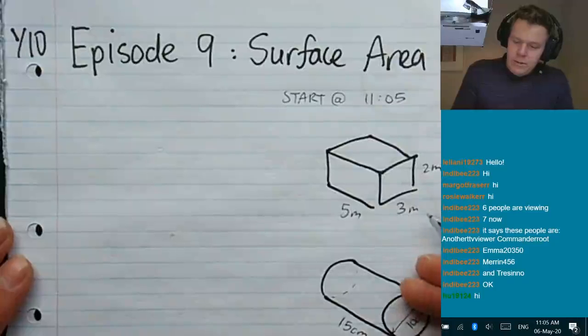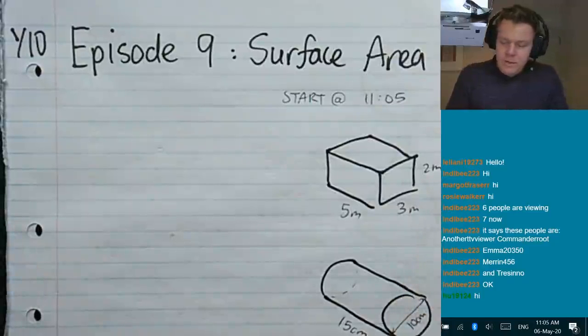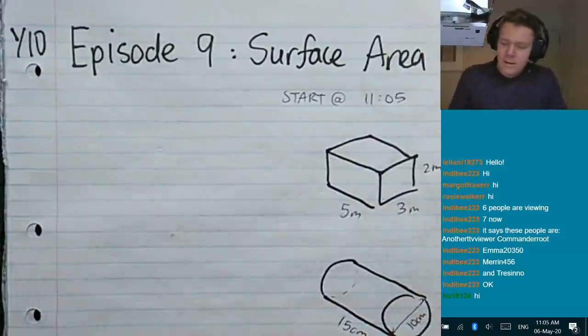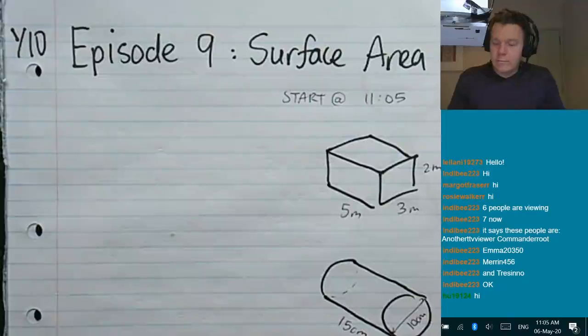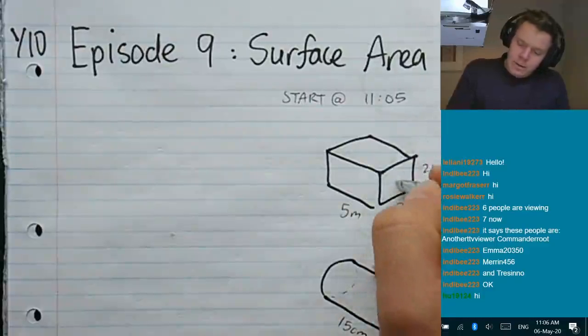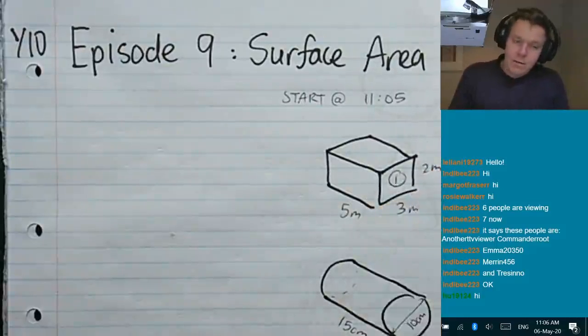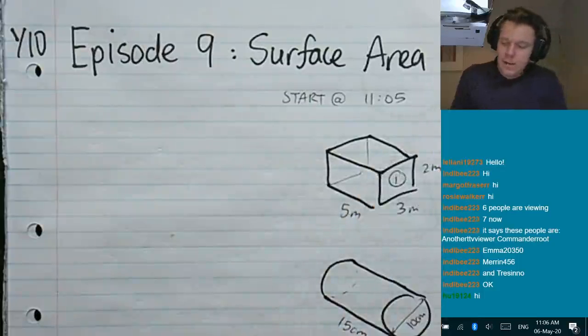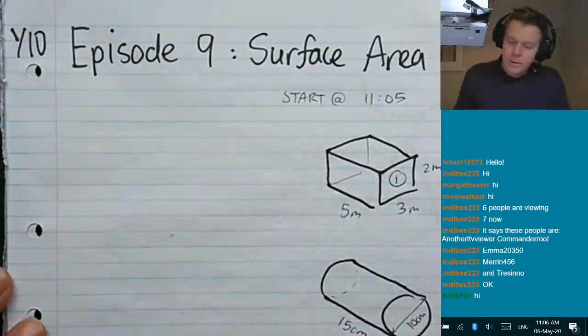So, surface area is like doing area but multiple times, and you've got to think about all the sides that make up your shape. With a rectangular prism, there's this side 1 on the front, but then there's also that same side on the back.